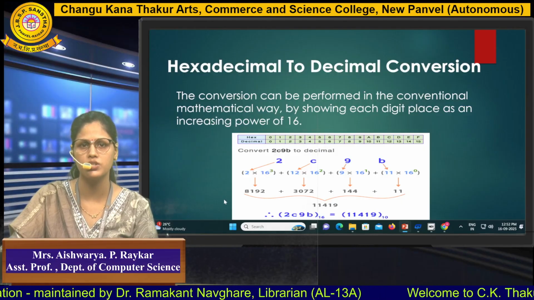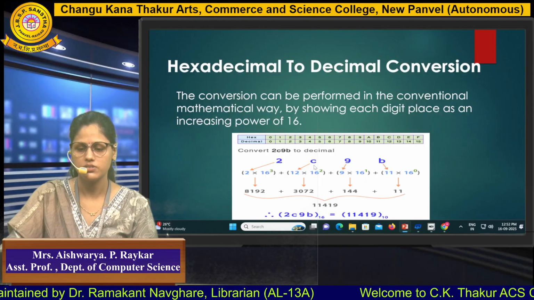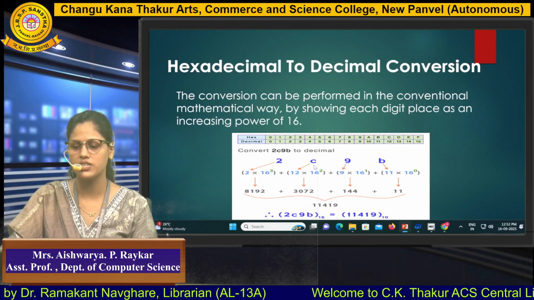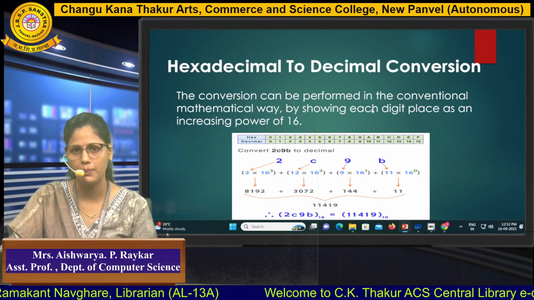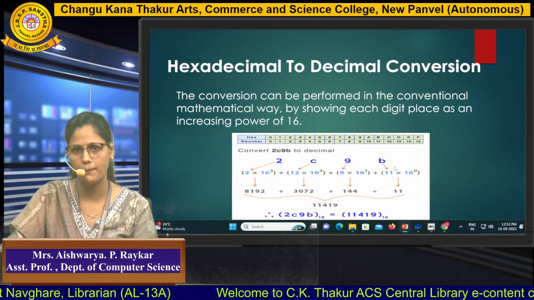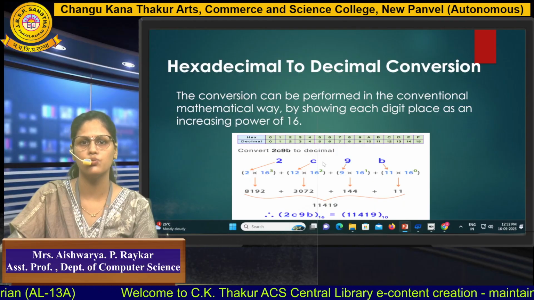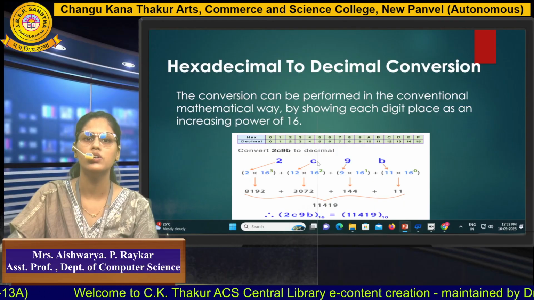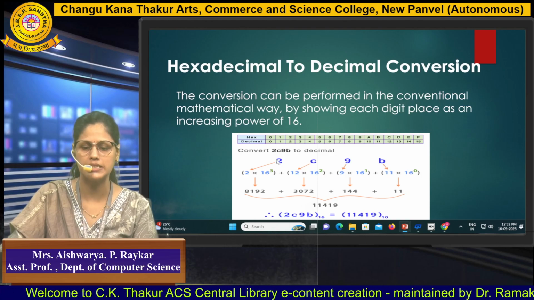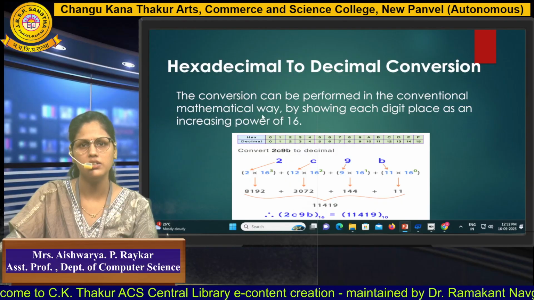So simply 2 into 16, 12 into 16, 9 into 16, 11 into 16. Start giving the power from last to first. So B into 16 raised to 0, 9 into 16 raised to 1, C into 16 raised to 2, 2 into 16 raised to 3. So this is the answer.